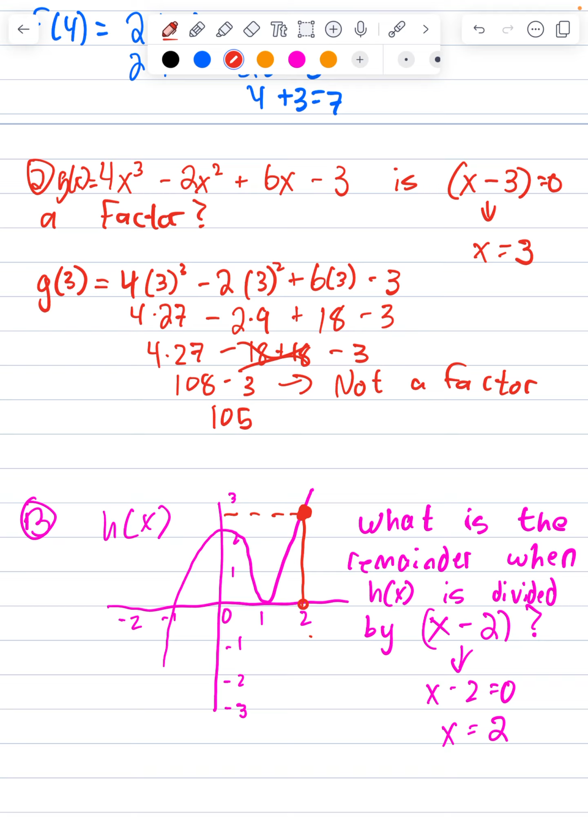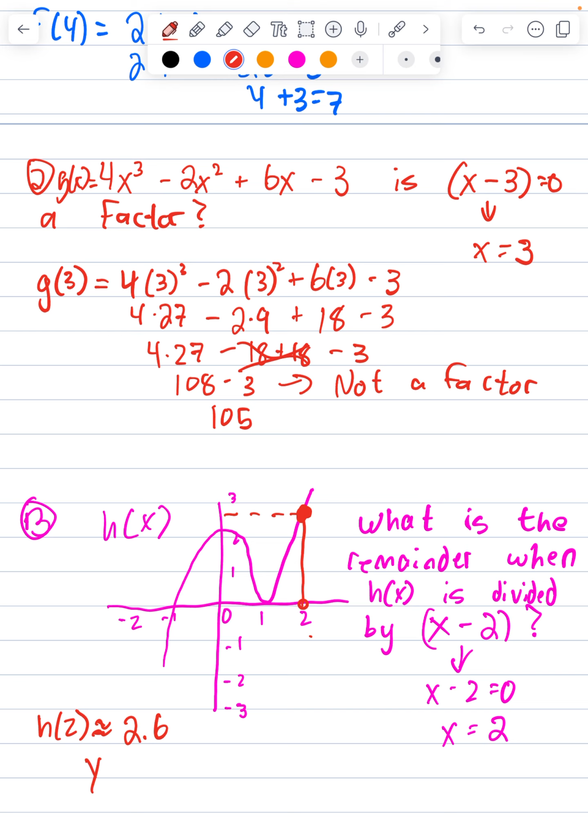This is somewhere between 2 and 3. So the remainder when h of x is divided by x minus 2 is a number between 2 and 3. Let's estimate a little over half: h of 2 equals about 2.6. So that's the remainder. You can find remainders on the graph. The remainder is your output, your y.